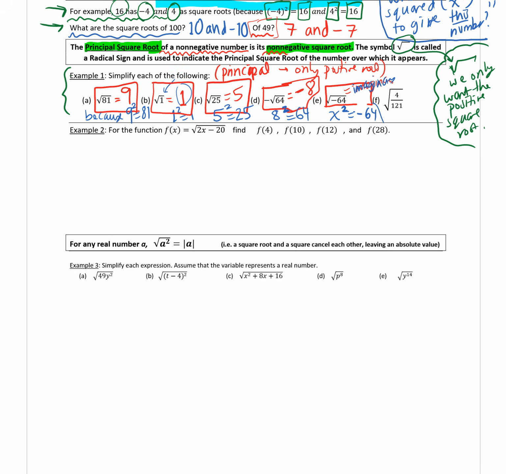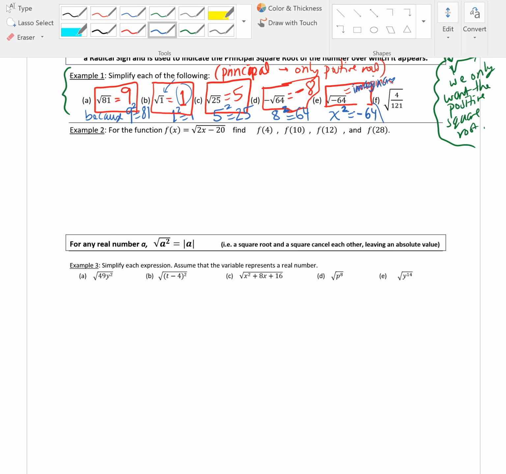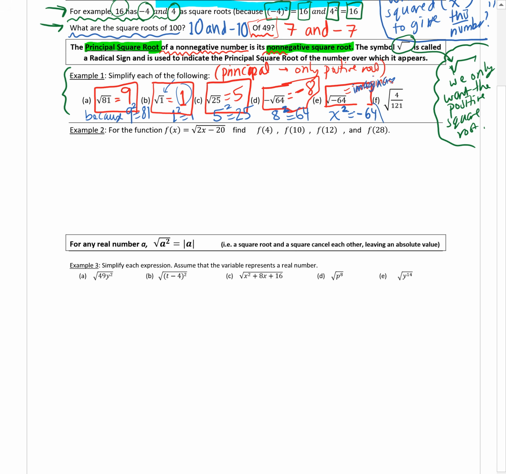Alright, the last one here, let's look at part F. Now it's asking the square root of 4 over 121. Well, we'll learn pretty soon that if it's a fraction, you can think of it as the square root of the numerator and then the square root of the denominator separately. So you don't have to worry about thinking of the square root of the entire fraction. Just split up the root, give the numerator its own root, and give the denominator its own root.